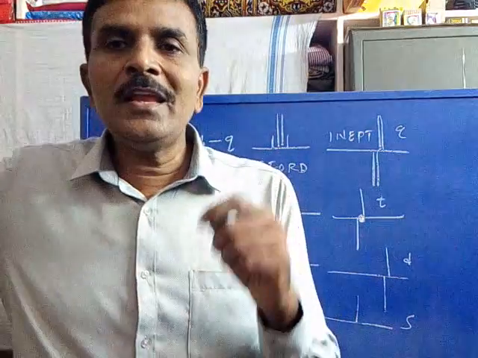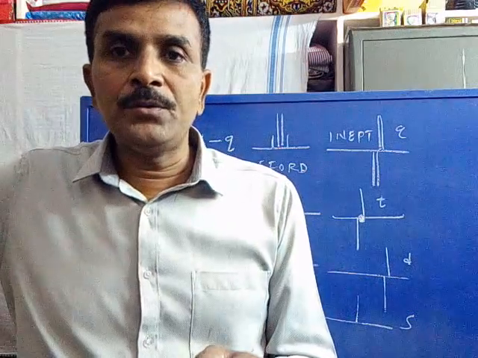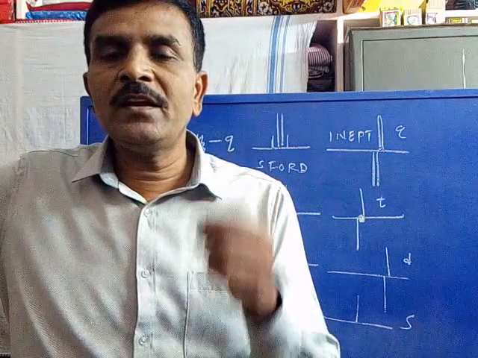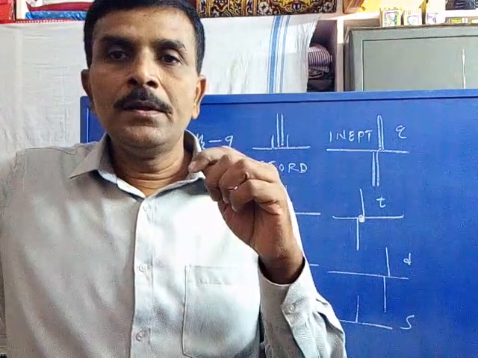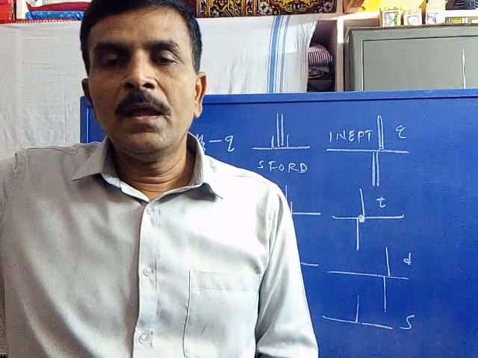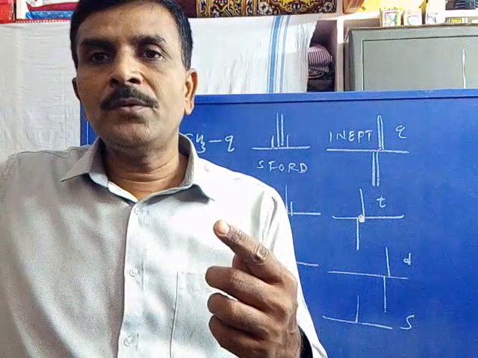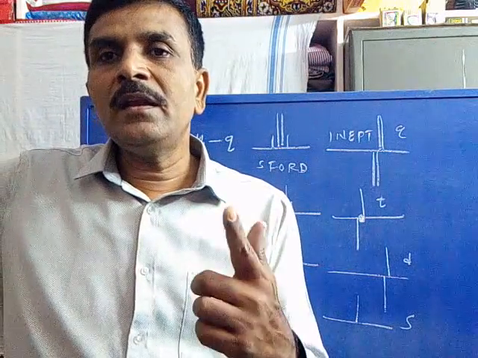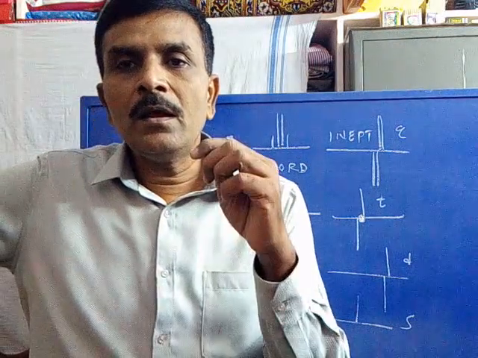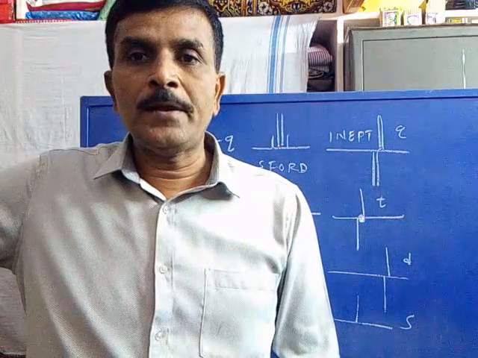Now in the INEPT experiment, a signal always starts with a positive line and ends with a negative line. So every signal in the INEPT experiment starts with a positive line and ends with a negative line. After ending a negative line, if one positive line immediately starts, that indicates the signal is related to another carbon. Are you following?